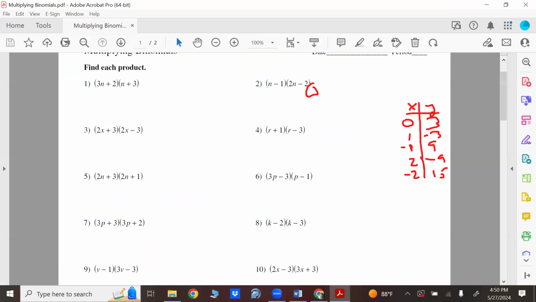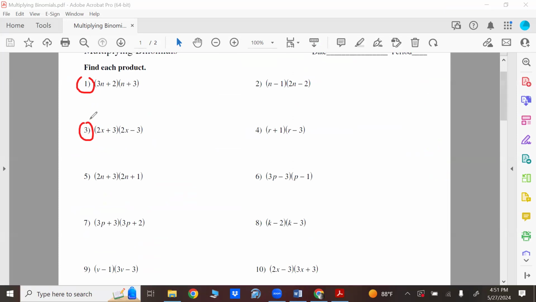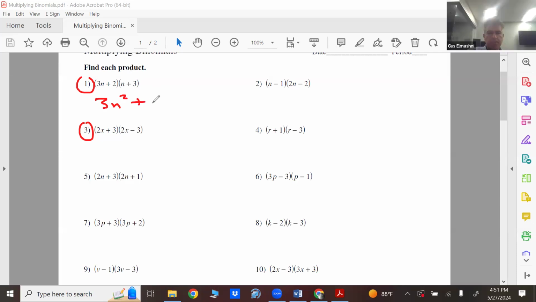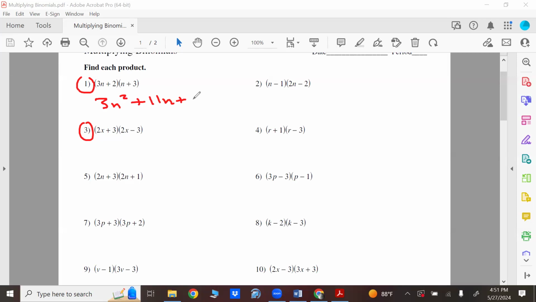So 3n times n, that'll be 3n squared, and 3n times 3 is 9n, and then 2n, and then 6. So it would be 3n squared plus 11n plus 6. I don't know if that's correct because I just did that off the top of my head. Yeah, so you can get 3n squared plus 11n plus 6.